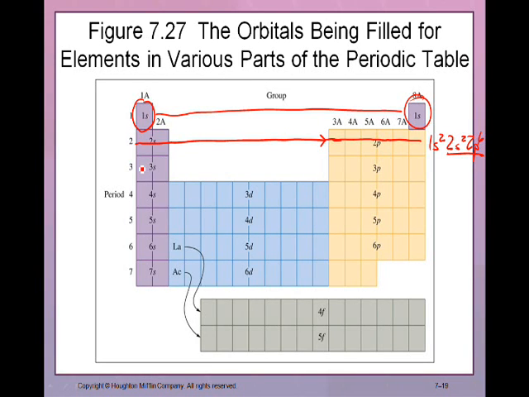So that 11th electron will go into 3s1. Then we'd have 3s2, 3p, 1, 2, 3, 4, 5, 6, followed by 4s1, 4s2. But what comes after 4s? Well, after 4s, we come into the D block, but these are the D block of the 3rd energy level. And so these are going to end in 3d of some kind.